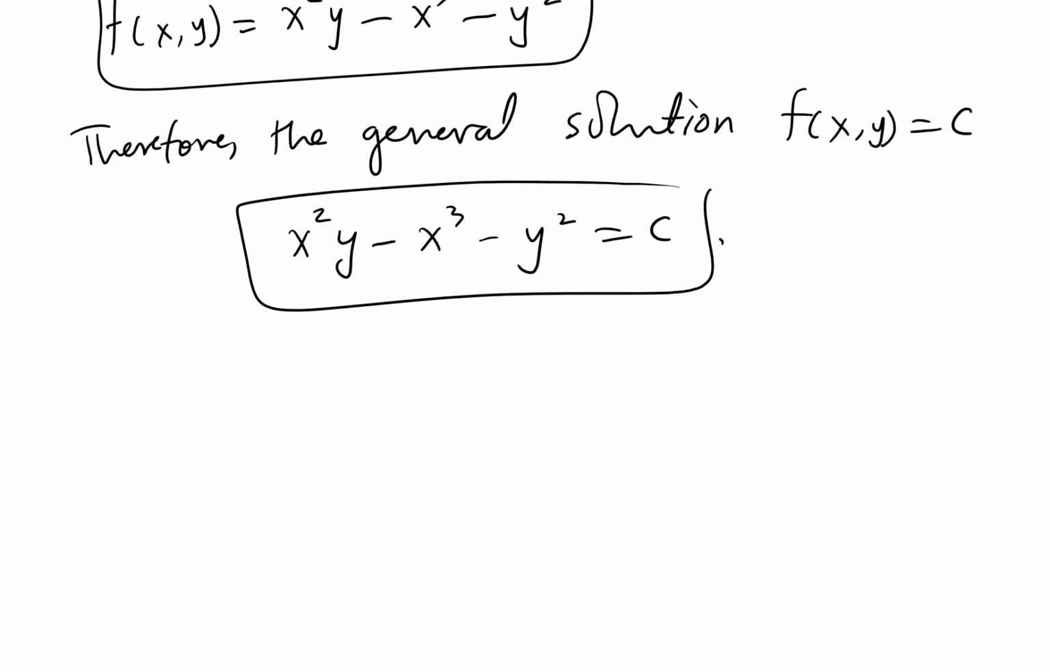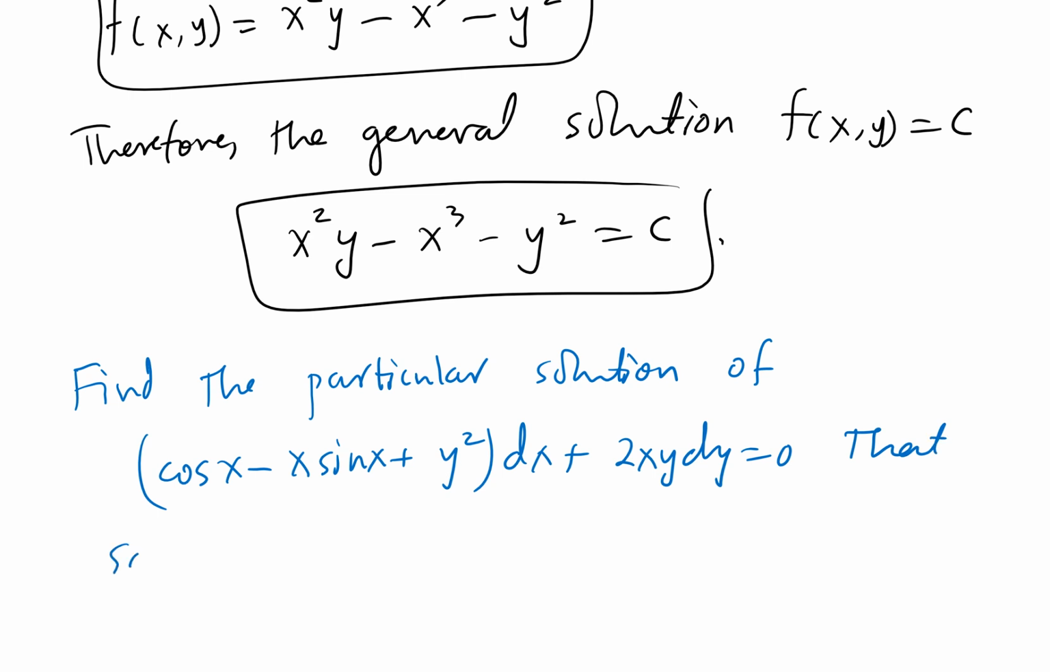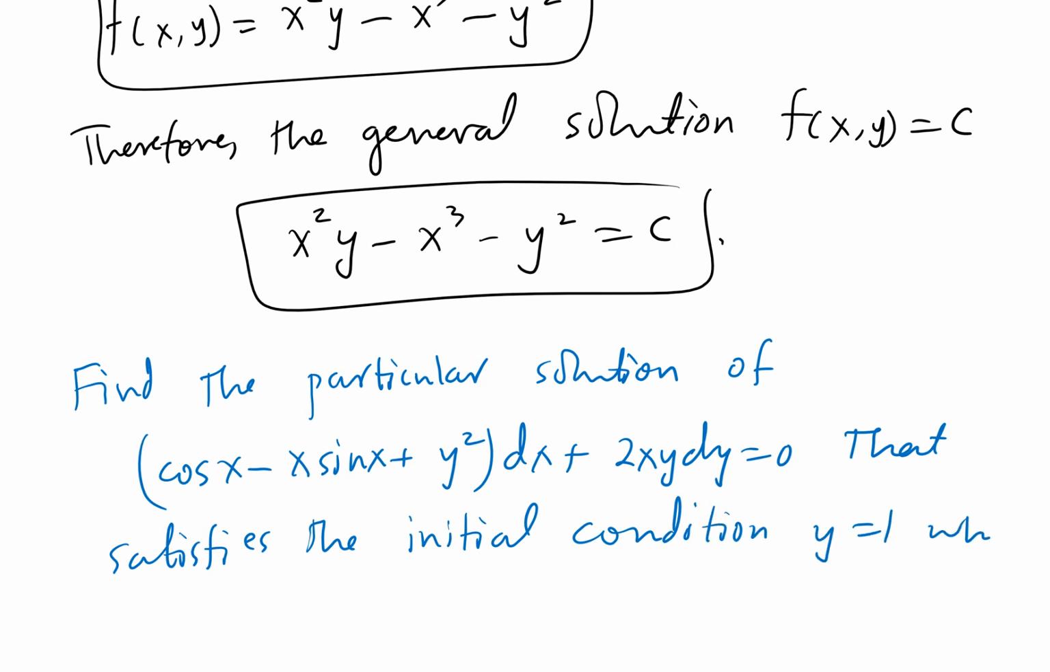We can look at another example. Find the particular solution of the differential equation cosine x minus x sine x plus y squared dx plus 2xy dy equals 0, that satisfies the initial condition y equals 1 when x equals pi.